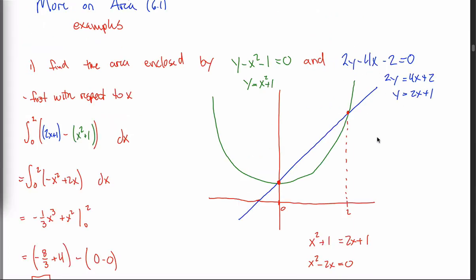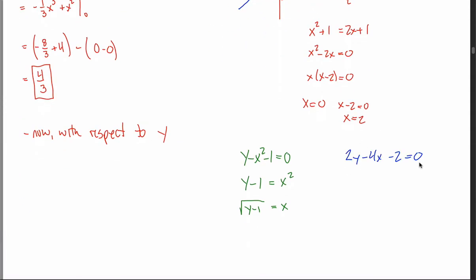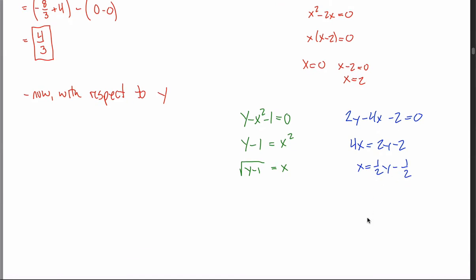For this equation, since it's linear, it'll be a little bit easier. To solve this equation for x, all I've got to do is maybe add the 4x over to the other side and then divide by 4. And that gives me x equals 1/2 y minus 1/2. I now have an expression that tells me the x coordinate of the green curve, and an expression that tells me the x coordinate of the blue curve. So what I can do is set those equal to each other to figure out the y coordinates at which the 2 points intersect.